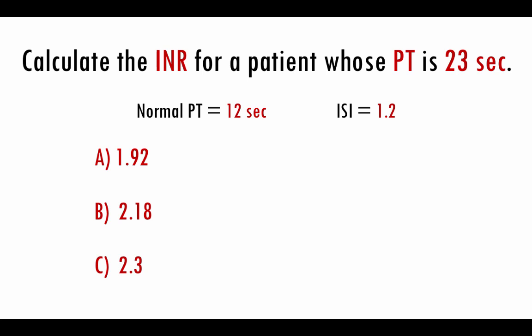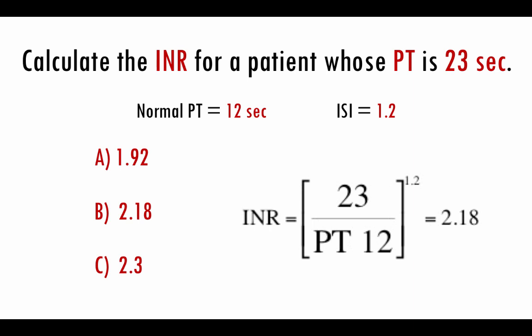Now maybe you can see that one of these numbers looks very similar to what you got. If you did the math correctly, it would look something like this: 23 over 12 to the power of 1.2. Remember, you do the 23 over 12 first and then bring it up to the power of 1.2. The INR, which would be the reported result for this patient, is 2.18. So I will give you these numbers. You have to be able to work with them and put them in here, but just know that you don't always just report out the actual length of time that it took. You're going to report the INR because we're trying to standardize things from one place to the next.